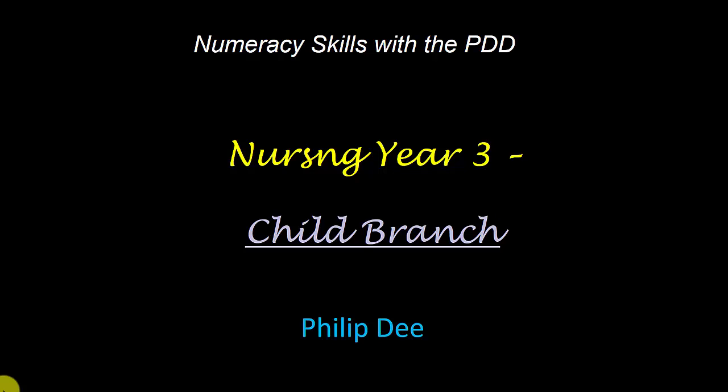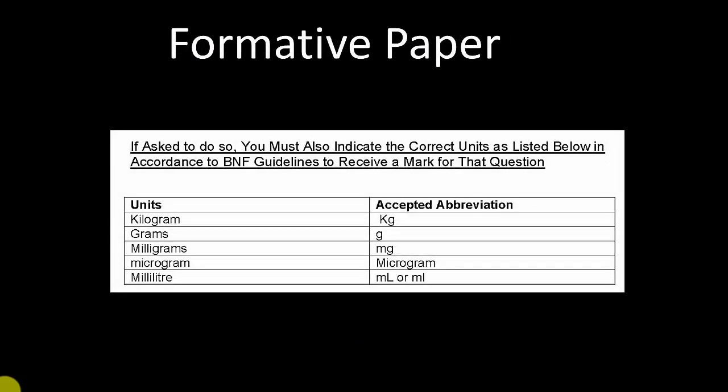Okay, this paper is a Year 3 nursing paper, Child Branch. A calculator is permitted in this paper. Notice that we have to adhere to certain rules regarding units and use of accepted abbreviations. It is perfectly okay to write units in full, but if you are to abbreviate them, make sure you use the accepted abbreviation. This is always on the front of the paper.